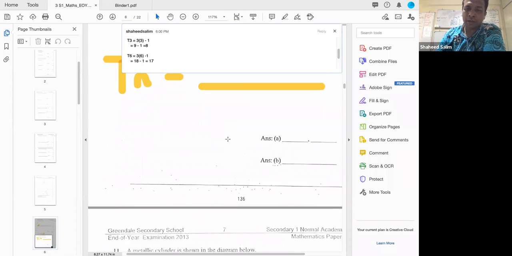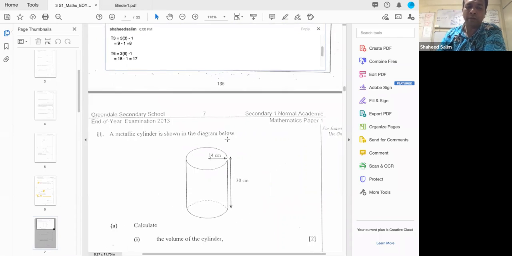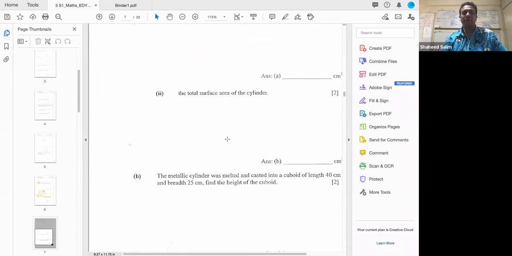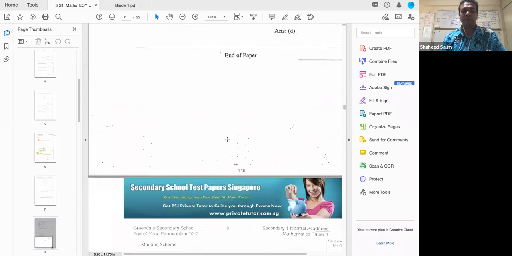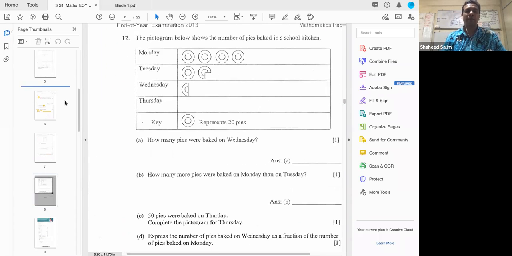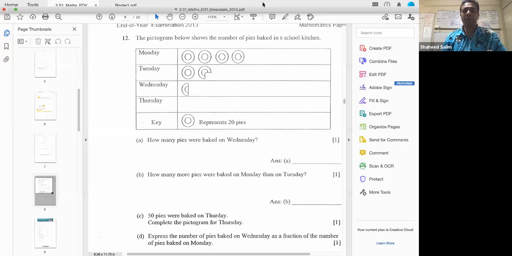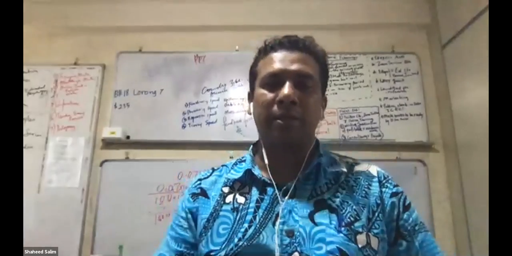Okay, let's see now. The next, can you do for homework? For homework, 11 and 12 lah. You do as homework, and then if you can, do for the next lesson, paper 2.